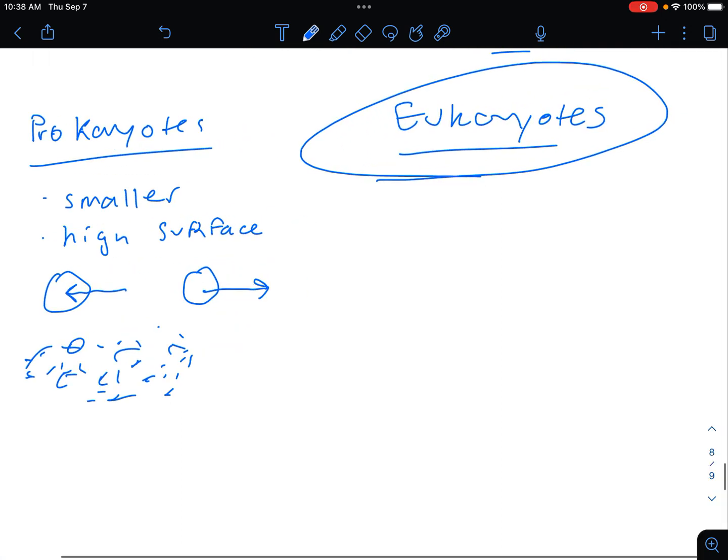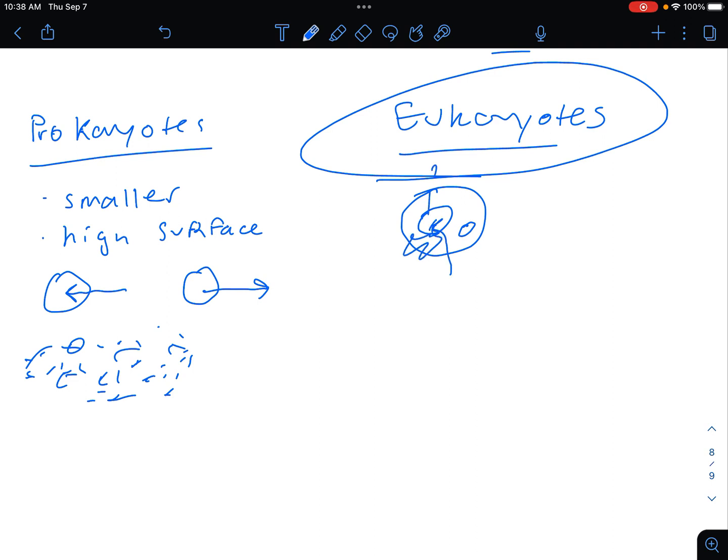Eukaryote cells, however, are much larger. They're more complex. You have all this compartmentalization, as well as all this taking place within organelles. A lot of cellular processes are happening. So you could see by these lines inside the eukaryotic cell. And they also have a nucleus. You can make this darker area a nucleus. Alright.